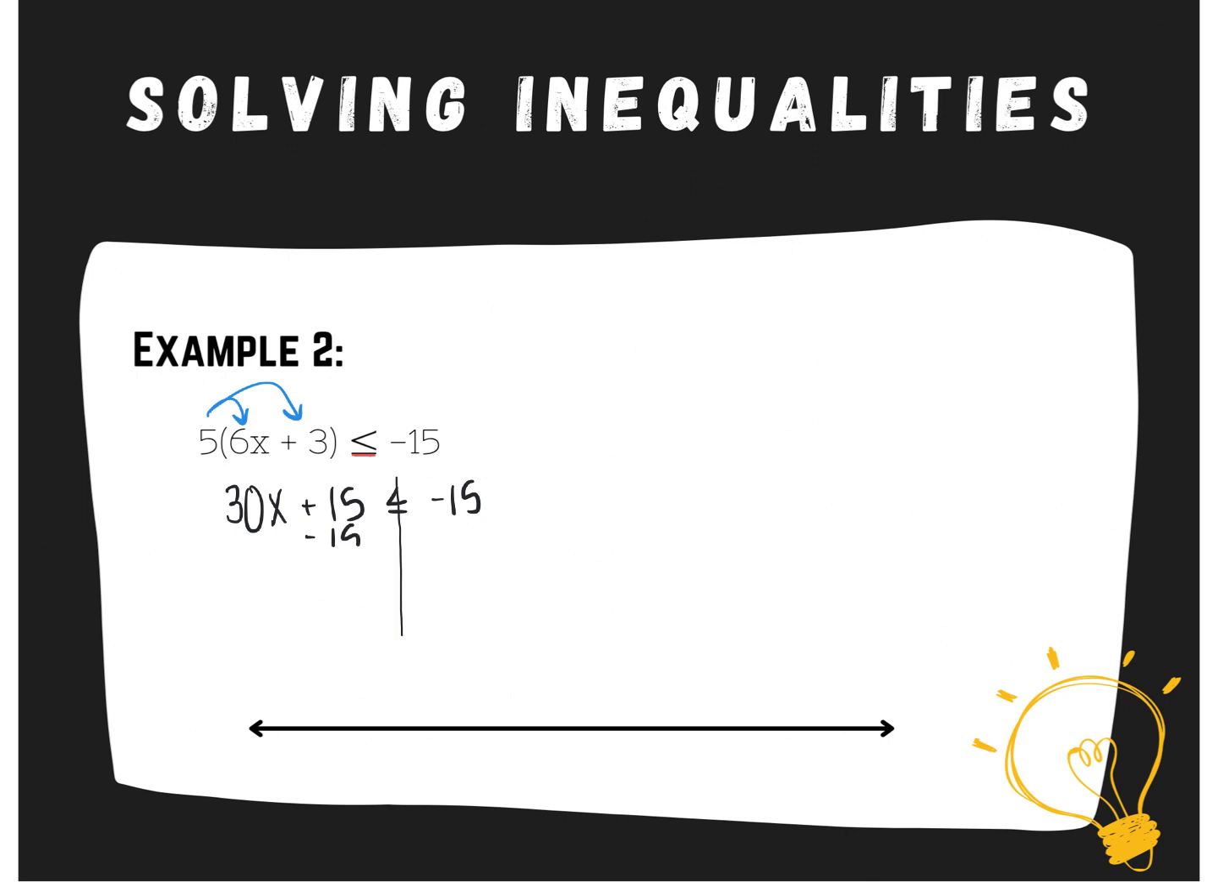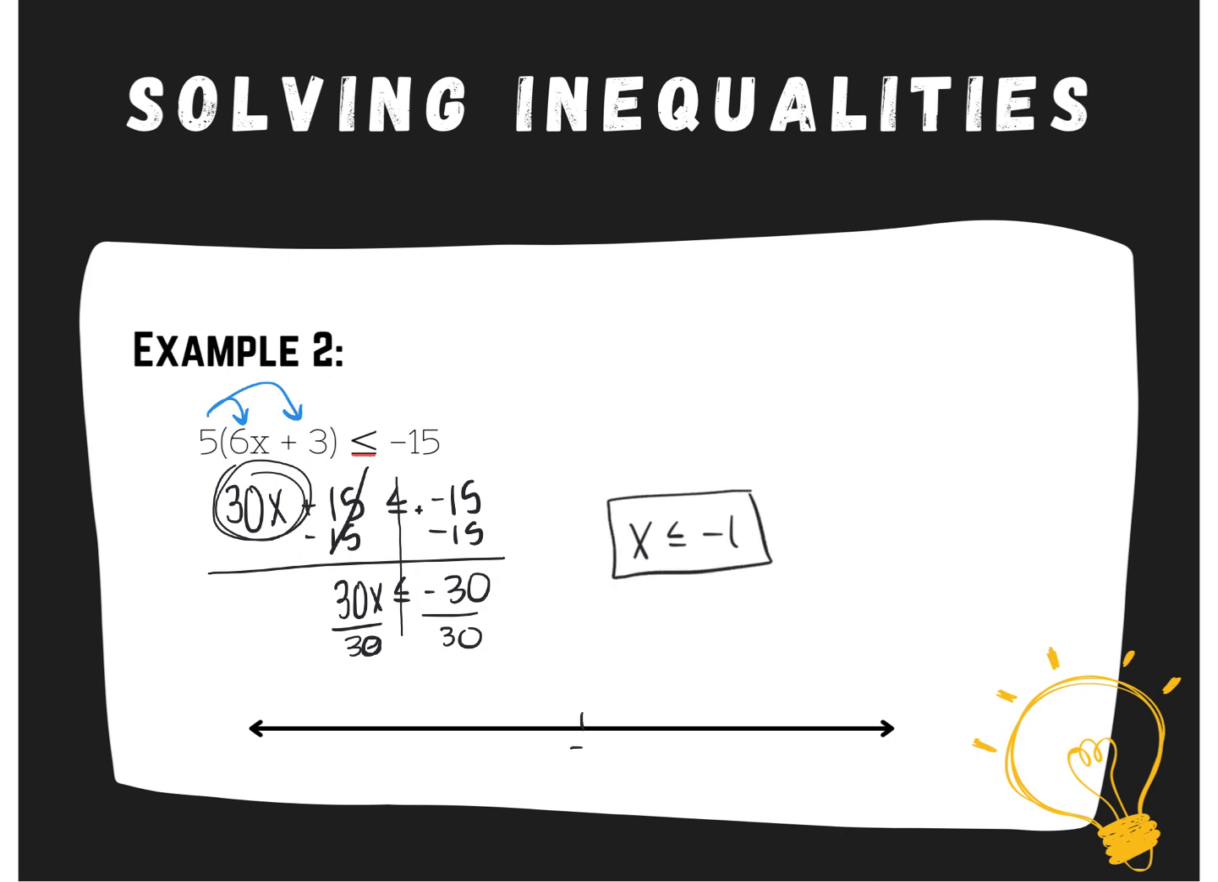I will subtract 15 from both sides because I'm trying to get this 30x to be isolated. When I do that, 15 minus 15 is 0, so 30x is in fact isolated. On the right-hand side, we have negative 15 minus 15, or you can think of that as negative 15 plus negative 15, which is negative 30. To finish isolating that variable, I need to divide by 30, on both sides. That tells me that x is less than or equal to negative 30 divided by 30, which is negative 1.